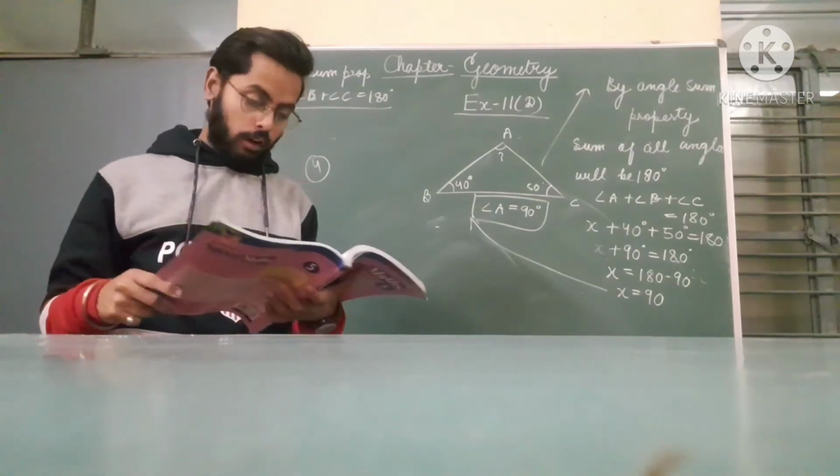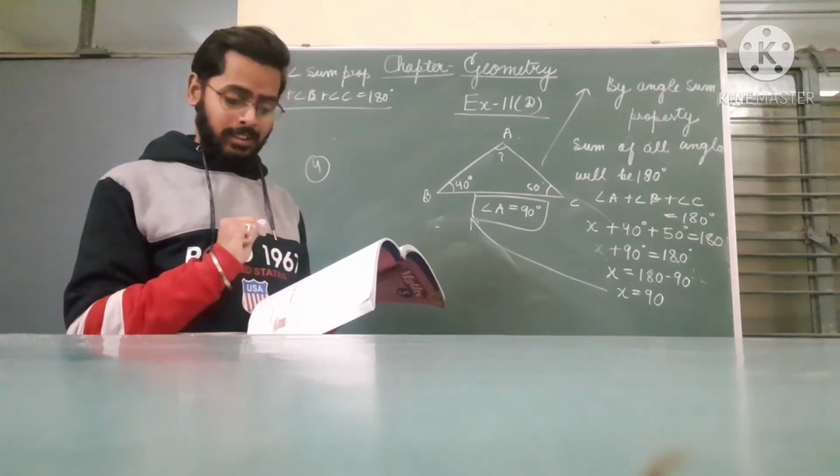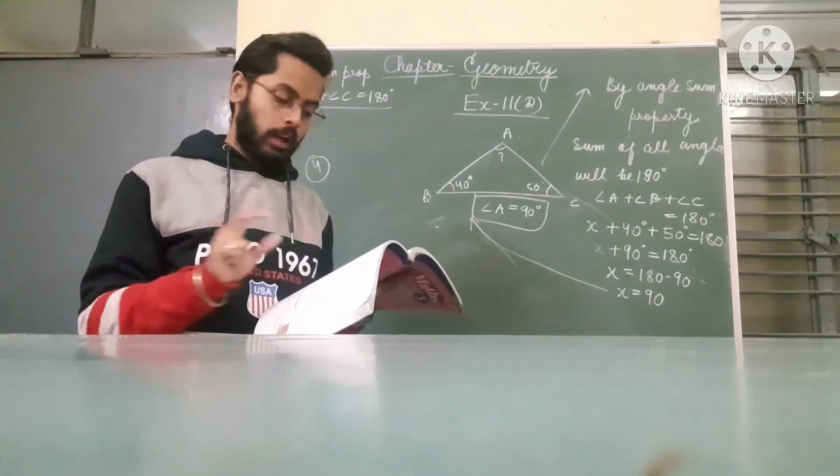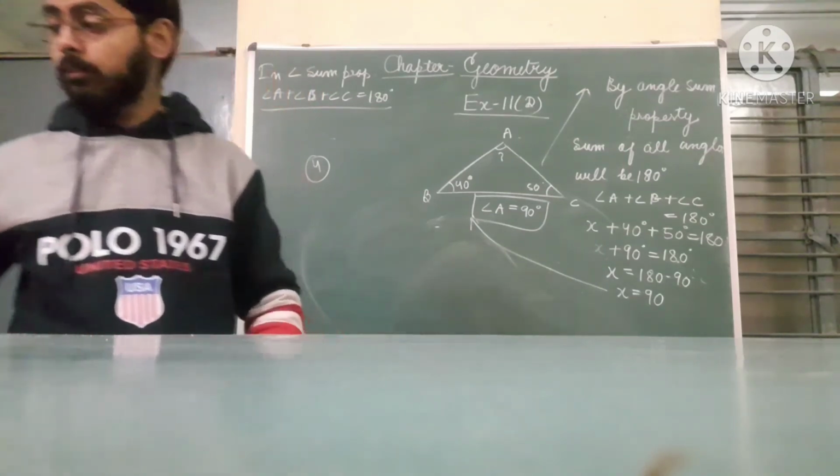So students, now you have to do the questions by yourself. Question number 8 you don't have to do because there is isometric paper, so you don't have to do it. Question number 6 and 7 you have to do yourself.